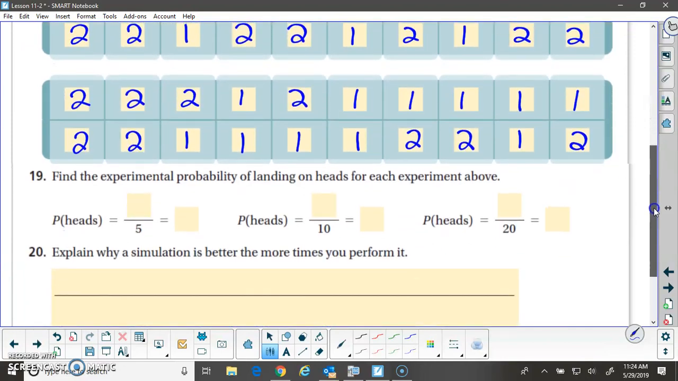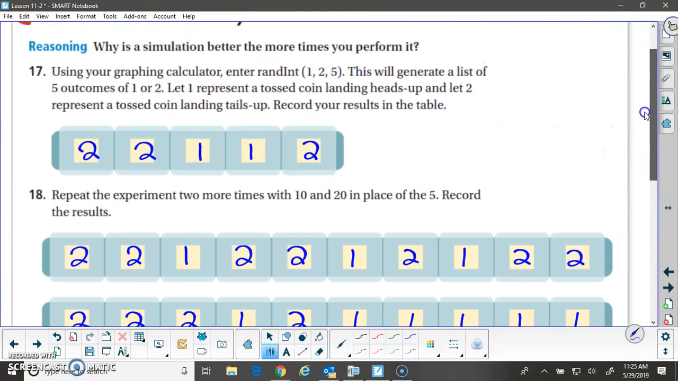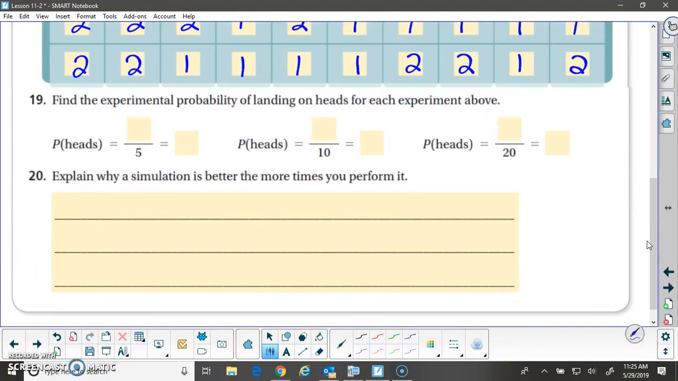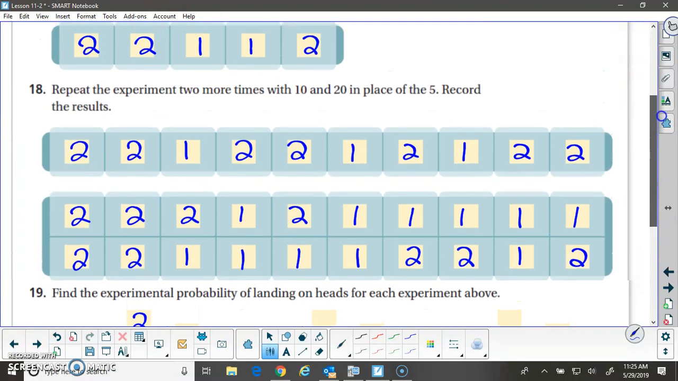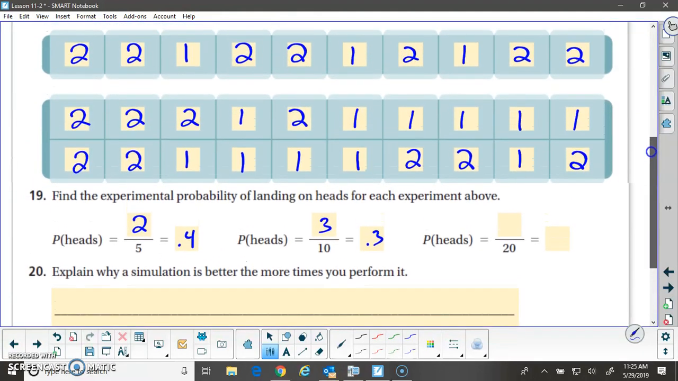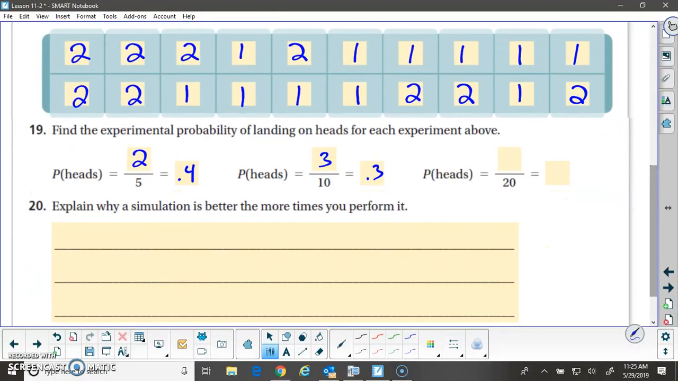Now number 19 says find the experimental probability of landing on heads for each of the experiments above. So when we did it 5 times, how many times did we get a head? So we're letting 1 represent heads, so we got 2 out of 5, which is 0.4. When we did 10 trials, we got 1, 2, 3, so 3 out of 10, which is 0.3. And when we did it 20 times, we got 1, 2, 3, 4, 5, 6, 7, 8, 9, 10, 11 out of 20, which is 0.55.